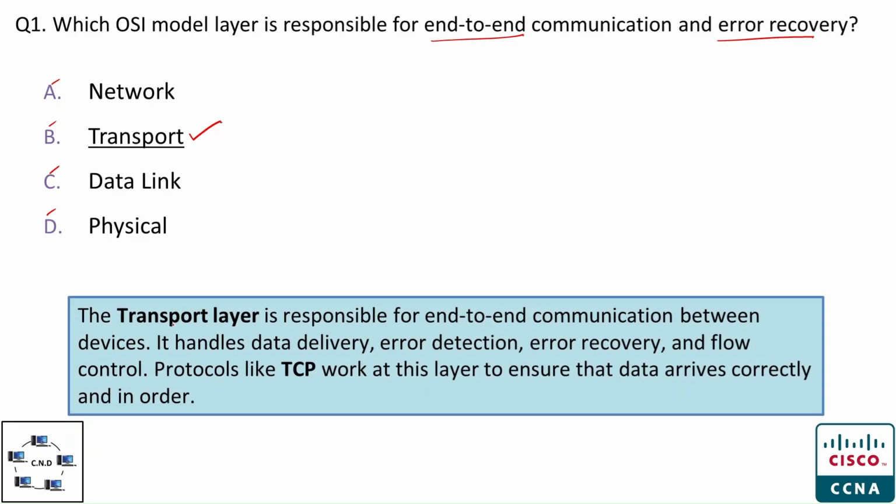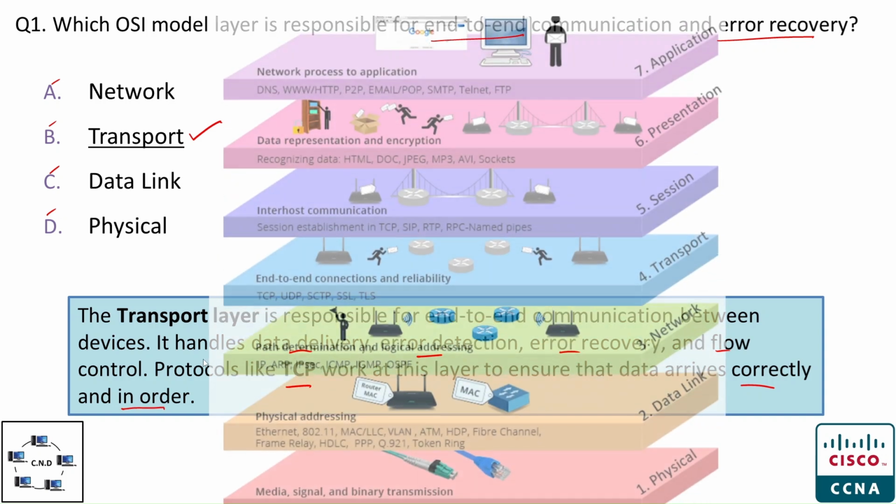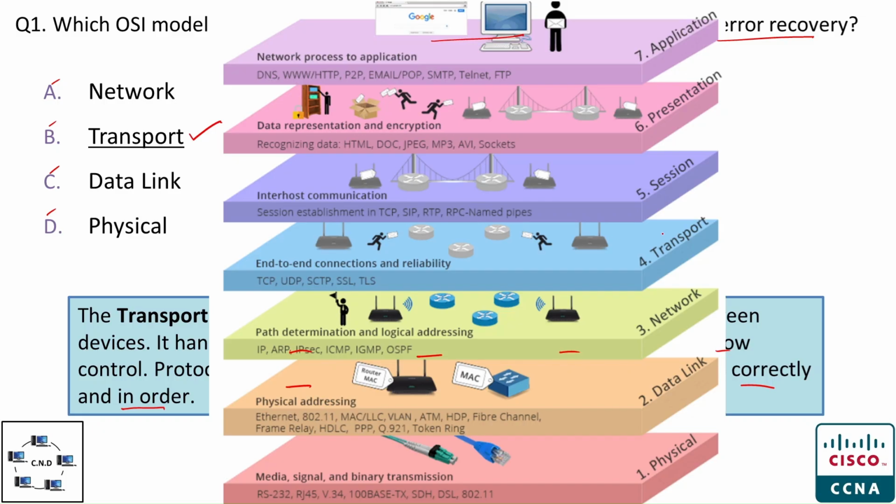And the explanation is the transport layer is responsible for end-to-end communication between devices. It handles data delivery, error detection, error recovery, and flow control. Protocols like TCP work at this layer to ensure that data arrives correctly and in order. So let me further clarify this concept with the help of this diagram.